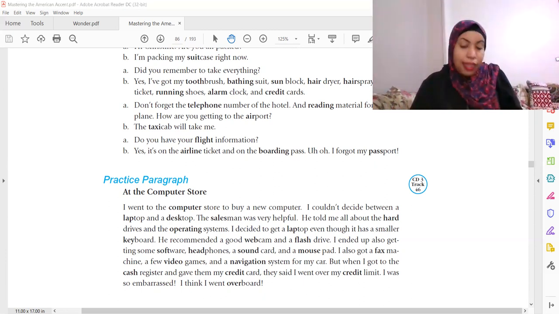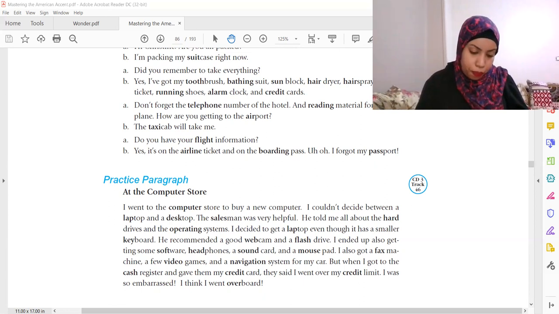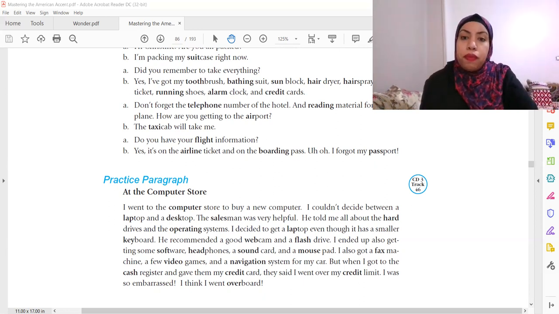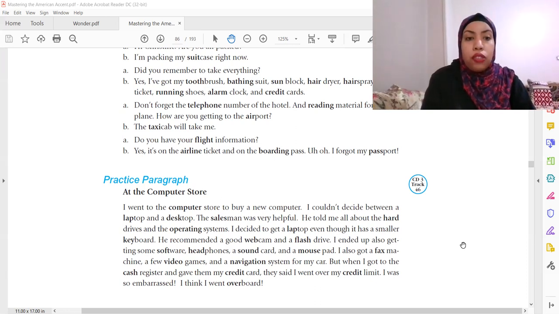the computer store at the computer store I went to the computer store to buy a new computer I went to the computer store to buy a new computer I couldn't decide between a laptop and a desktop I couldn't decide between a laptop and a desktop the salesman was very helpful the salesman was very helpful He told me all about the hard drives and the operating systems. He told me all about the hard drives and the operating systems. I decided to get a laptop, even though it has a smaller keyboard. I decided to get a laptop, even though it has a small keyboard. He recommended a good webcam and a flash drive. He recommended a good webcam and a flash drive.